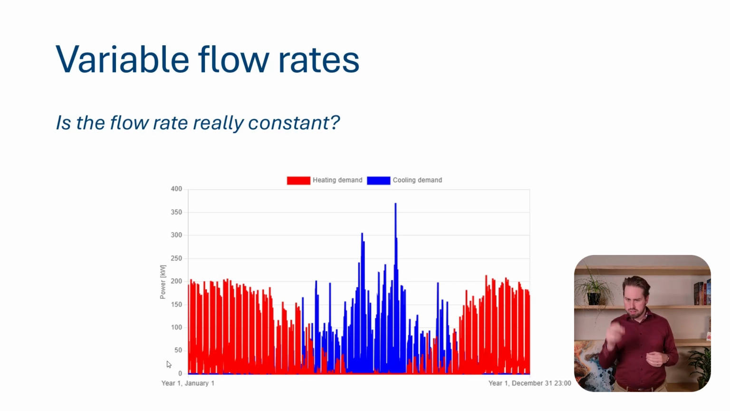Now you can clearly see the white lines, which are basically weekend days, where there is no or very low heating demand. Is the flow rate there also the same as on weekdays? What about modulating heat pumps, where the flow rate also modulates? And that's what we're going to tackle today with variable flow rates.